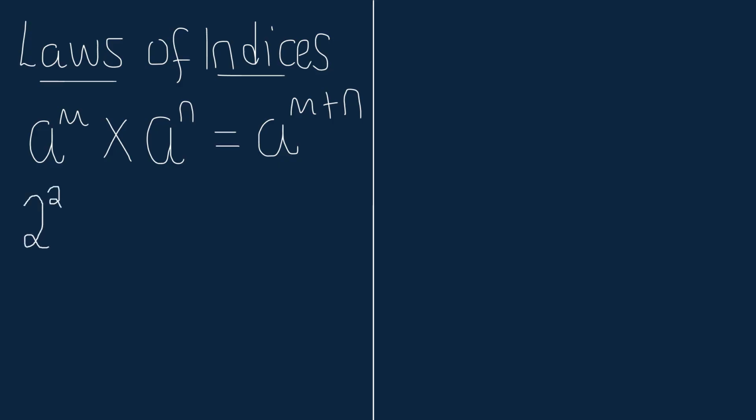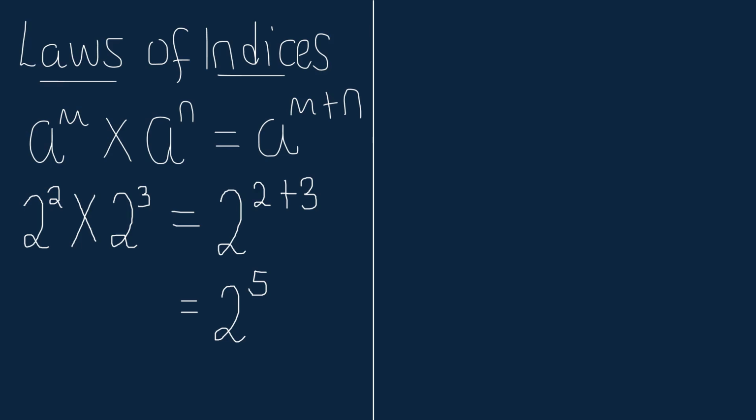I will say 2 raised to power 2 multiplied by 2 raised to power 3. According to the law of indices shown on the whiteboard, the base will remain as 2 while the powers 2 and 3 are added up. This will result to 2 raised to power 5.